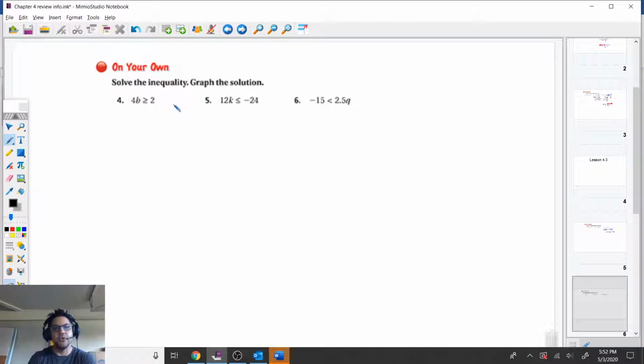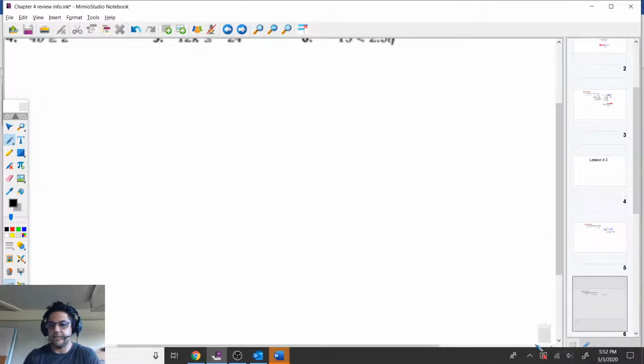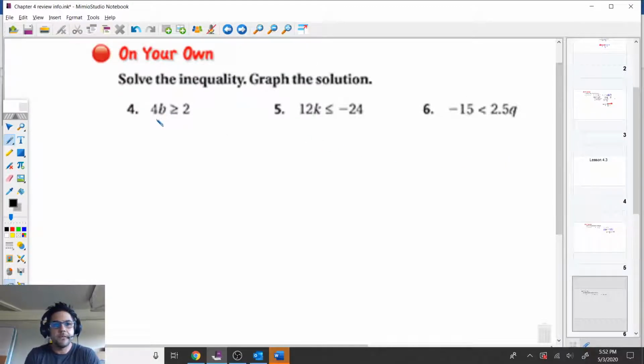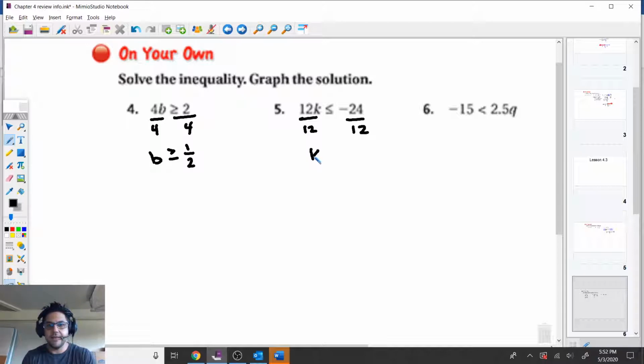All right. So the previous ones were multiplying both sides using your inverse operations. So let's go ahead and divide both sides. Just quick, divide by 4, divide by 4. So b is greater than or equal to, reduce it, 1/2. Not bad. Divide by 12, divide by 12. k is less than or equal to negative 2. Not bad. Hey, we're on a roll.